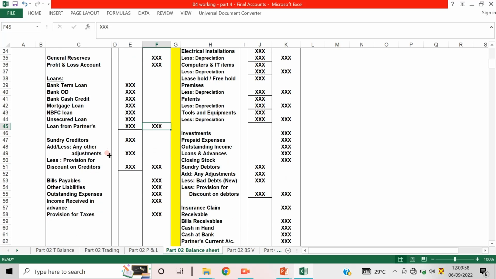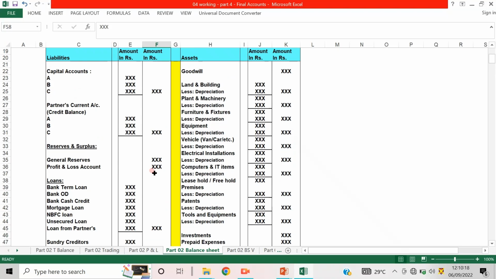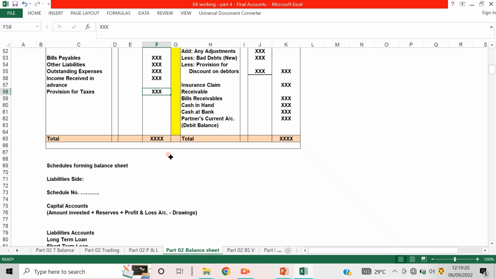देन सन्ड्री क्रेडिटर्स, जो एनी अदर एडजस्टमेंट्स, ये सब करके इधर जो नेट आएगा वो इधर आउटर कॉलम में लेते हैं. बिल्स पेएबल, लायबिलिटी, अदर लायबिलिटीज, आउटस्टैंडिंग एक्सपेंसेस, इनकम रिसीव्ड इन एडवांस, क्रेडिट, then provision for taxes, ये सब लेके then the balance sheet must tally. If the trial balance is tallied, then the profit and loss account is prepared properly, then the balance sheet must tally.